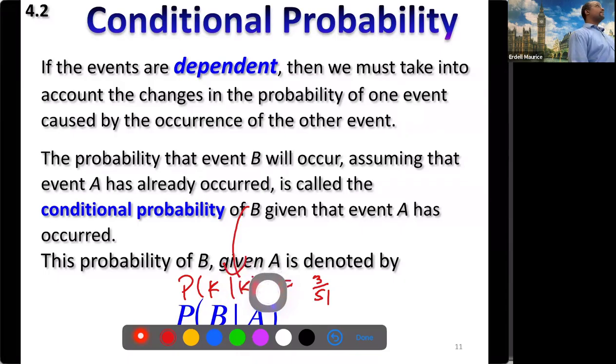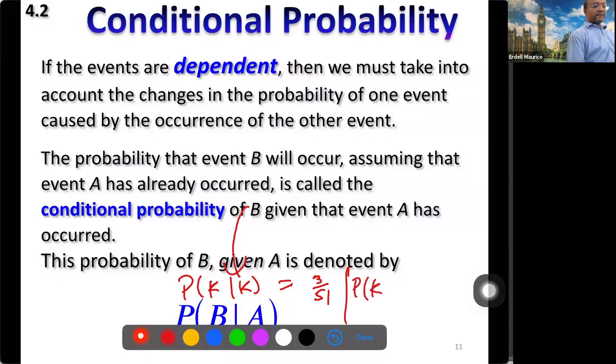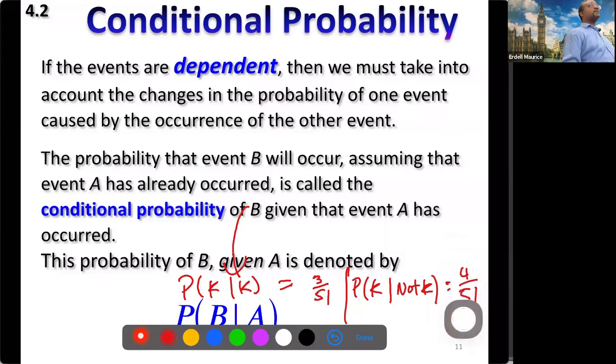All right? The other example right here is what's the probability of pulling a king given that the first card was not a king? And that probability is not going to be the same. What's the probability of pulling a king the second time if the first card was a 2 of hearts? It's going to be 4 out of 51. The more information I give you, the more the probability will change.